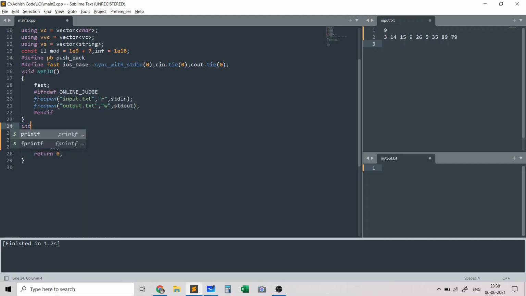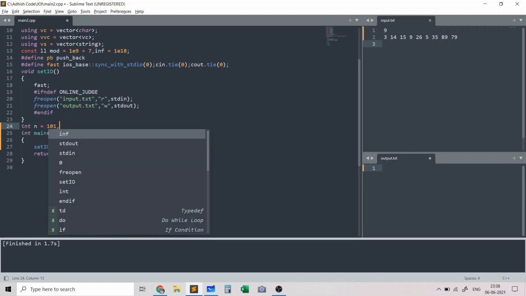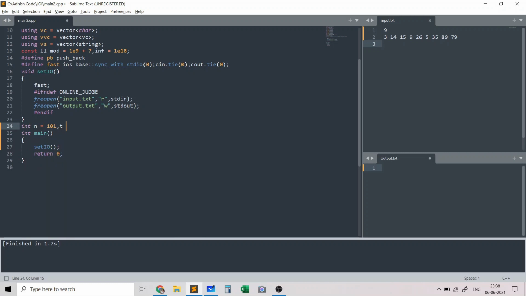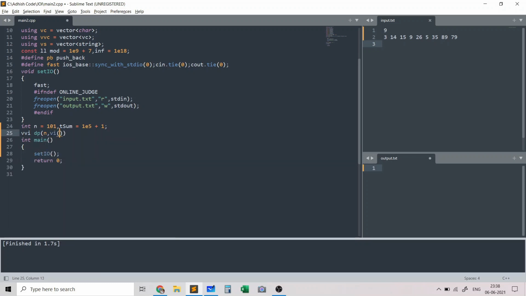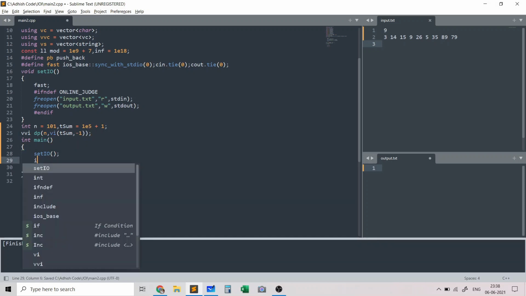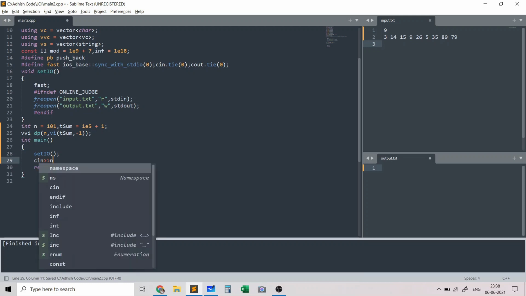So first let's have a global variable n, which is at max 100. The sum of all the Ti's, so let's say T sum, is at max 10 to the 5th, and hence we have a global DP table which stores those DP values. So let's read in n.